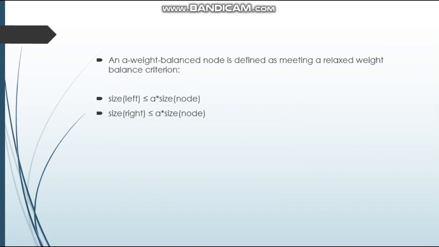Now the question arises about the value of alpha. Basically, an alpha can have any value between 0.5 to 1. Even a degenerate tree that is basically a linked list satisfies this condition, with alpha having the value of 1, whereas an alpha having the value of 0.5 would only match a complete binary tree.